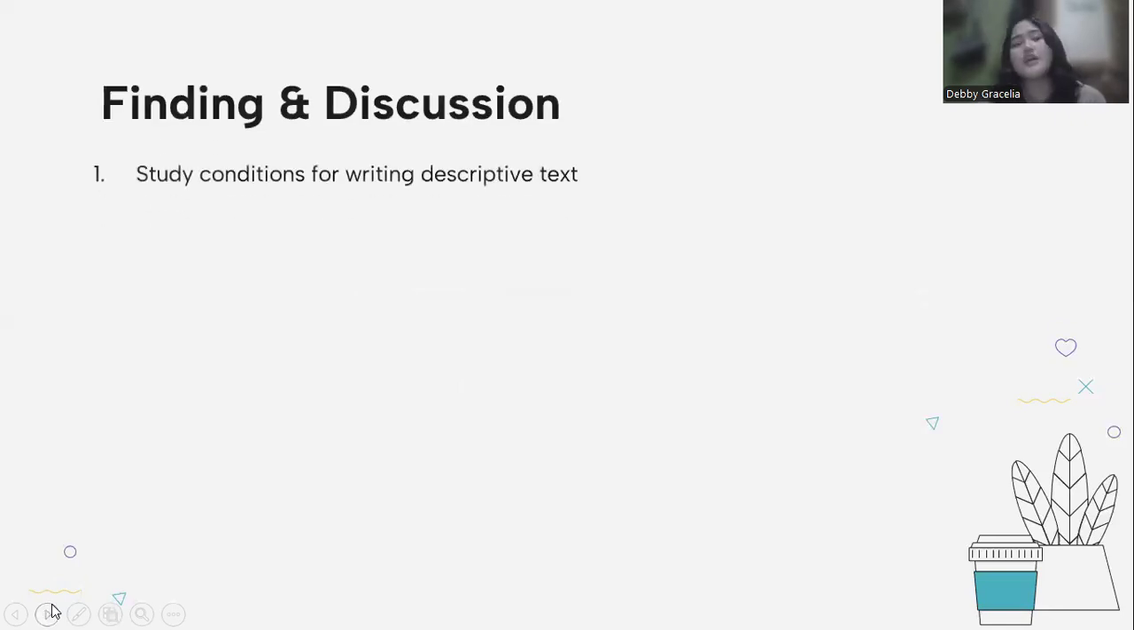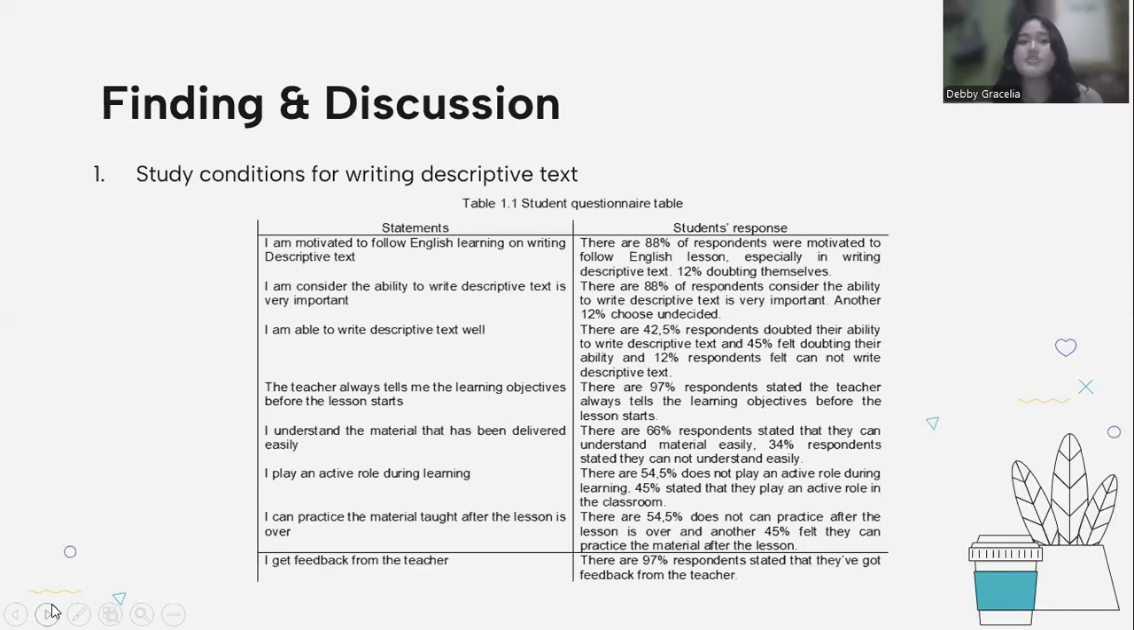The first one, in this need analysis, the aim of the need analysis is to study the conditions of the writing descriptive text learning process in the classroom. And here, researchers gave eight statements, and students should respond: agree, not agree, or doubting themselves.